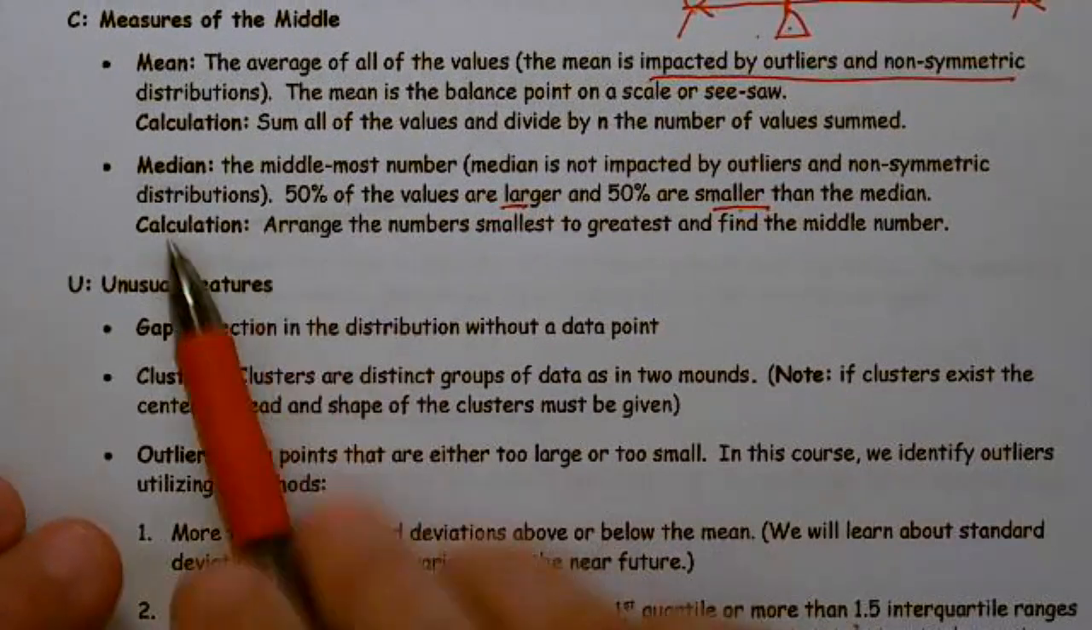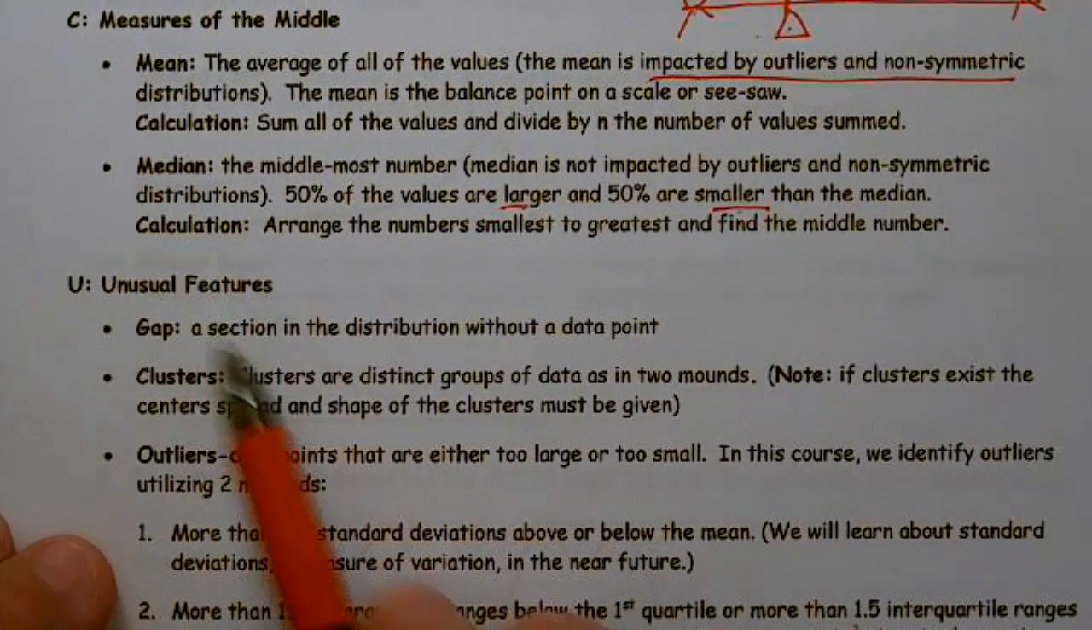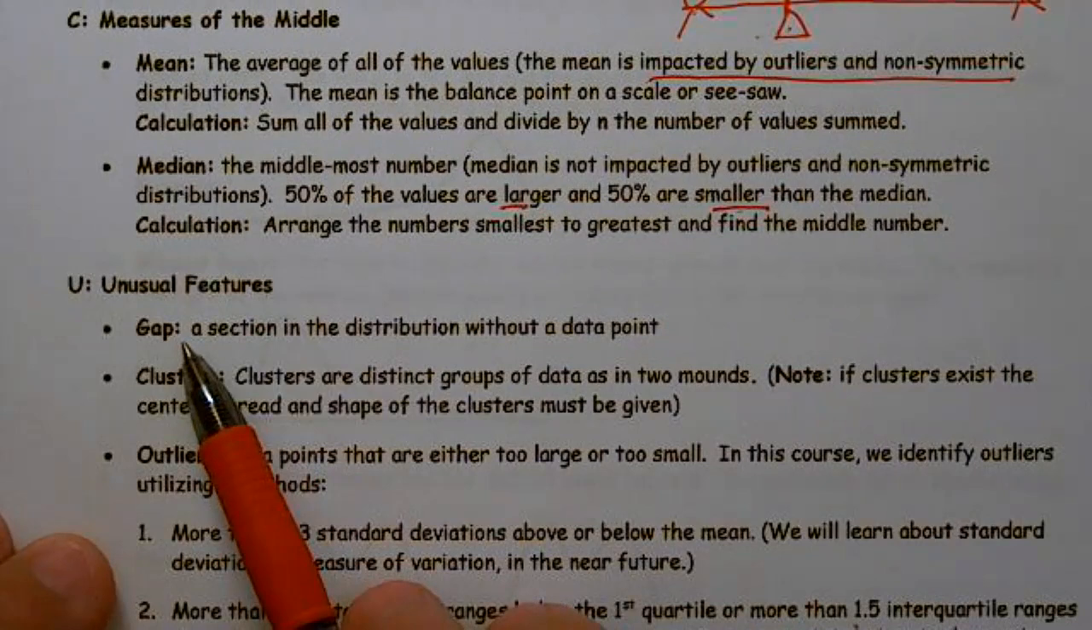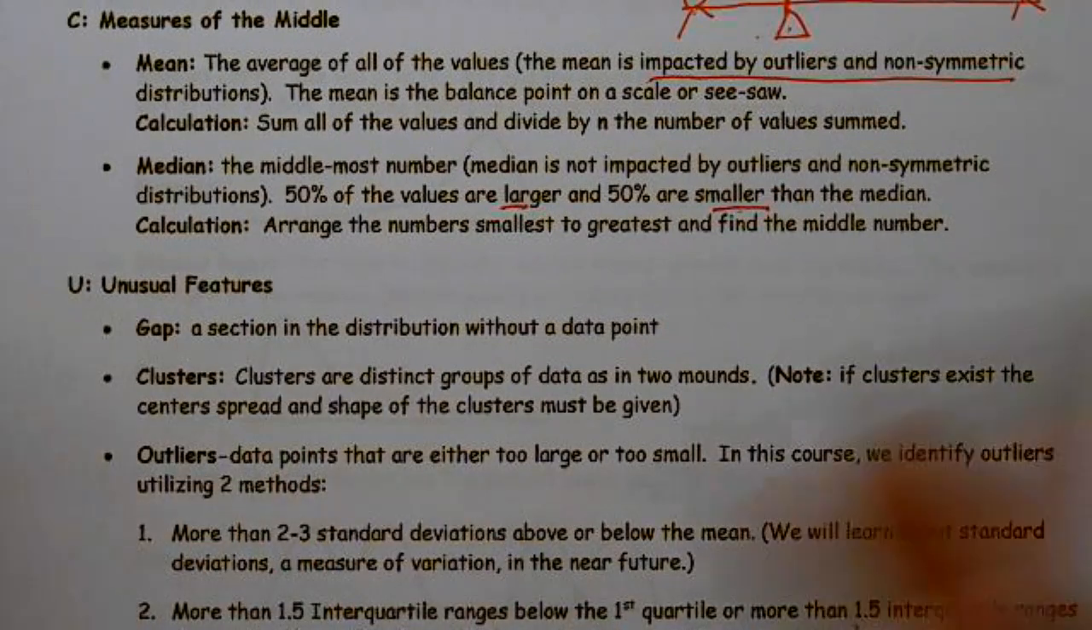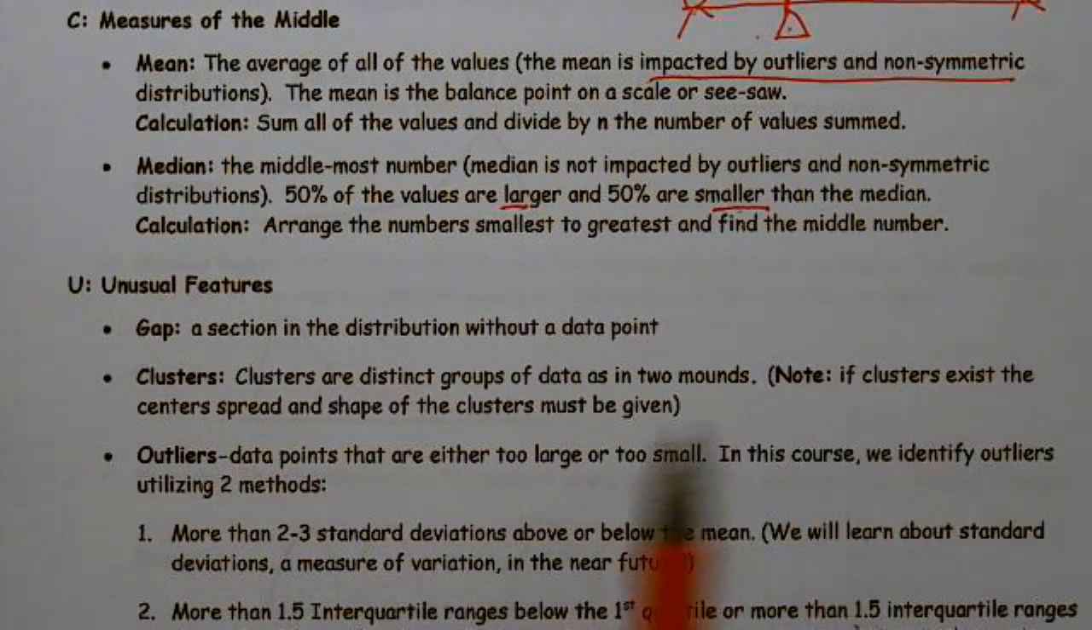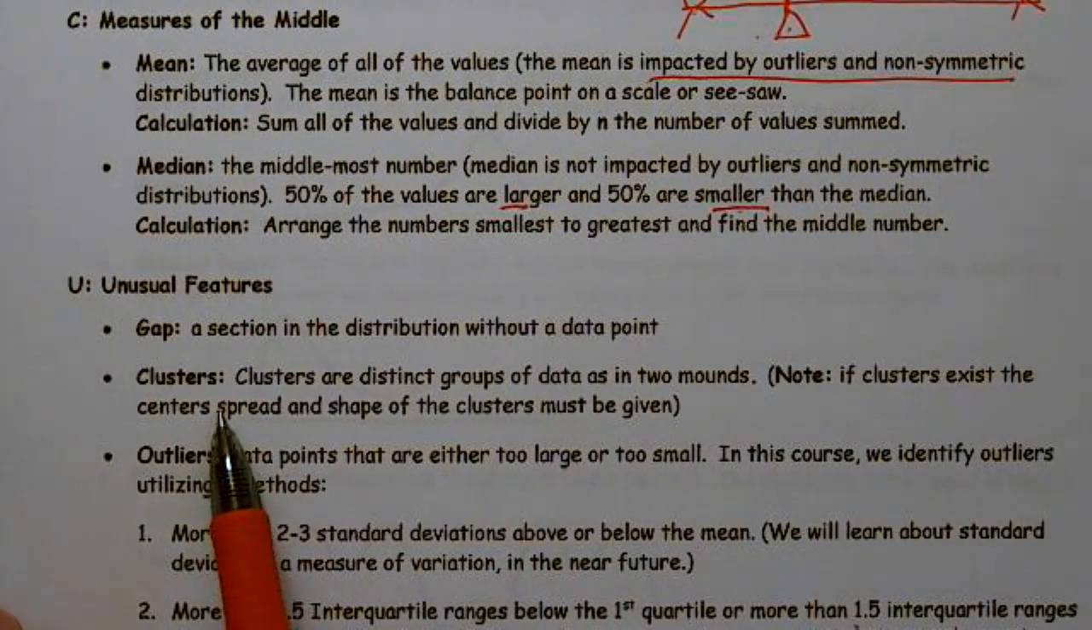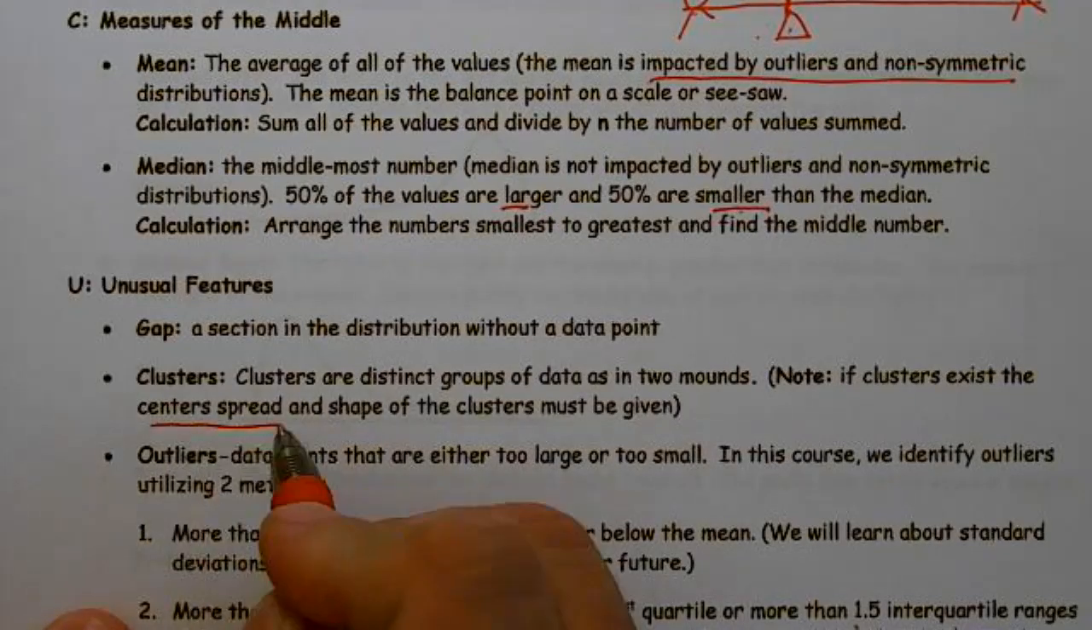So back to unusual features. The first one we talk about is a gap. And a gap is basically in the distribution, we come to a place where there is no data. If we have no data, then we have a gap. Usually that's only like one or two spaces. The next thing is clusters. Clusters is when we have two groups of data, or there may be two mounds. If we have clusters, you need to make sure that you describe the center and shape and spread, especially the center and spread, for each cluster.